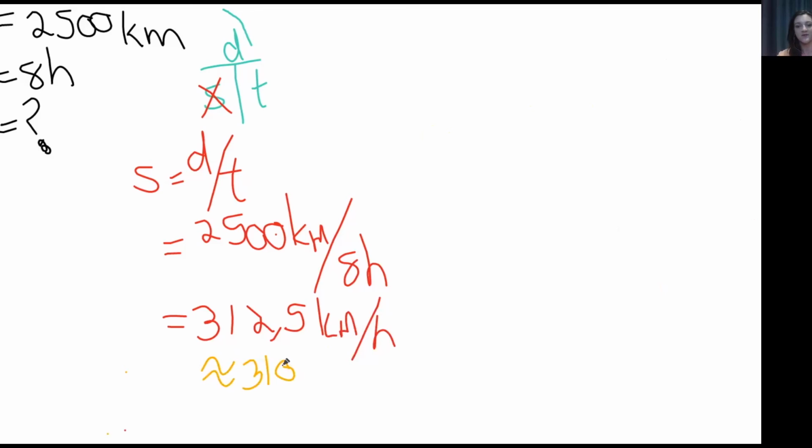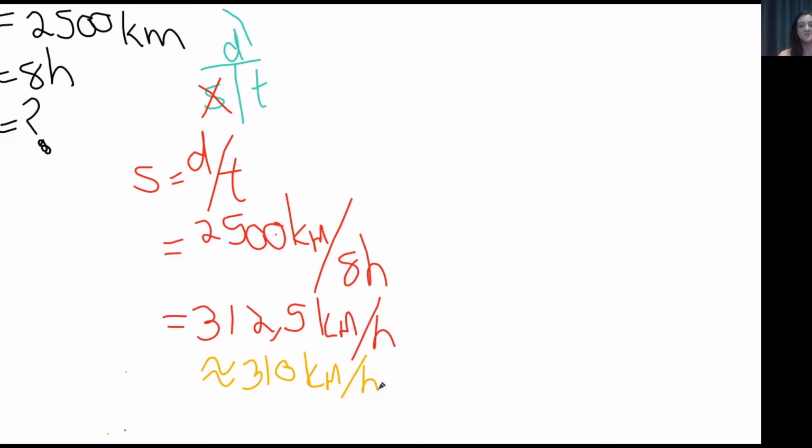310 kilometers per hour. And this is something that you will learn in the first week that you come to school, about significant figures and SI units. Right, but moving on to our challenge.